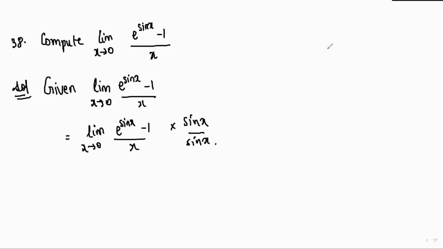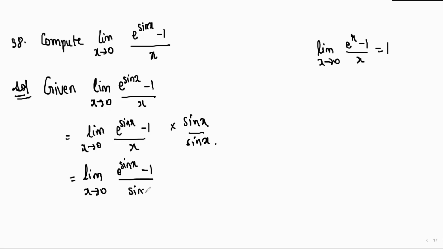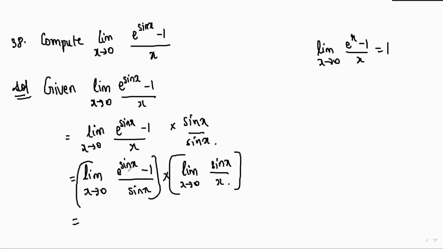Now we have a standard limit: the limit as x tends to 0 of (e^x minus 1) by x is 1. But over here in the place of x you have sin x, so in the denominator also we need sin x. I am just rearranging the terms: (e^(sin x) minus 1) by sin x into the limit as x tends to 0 of sin x by x. Now this is also a standard limit. The first one's value is 1 and the second one's value is also 1. That is 1.